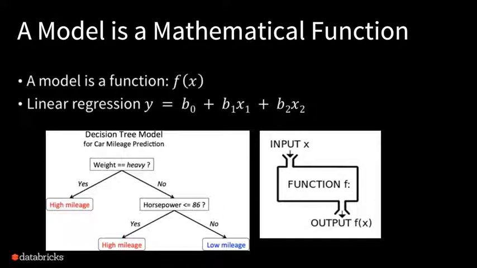If it's not heavy but the horsepower is less than 86, then it probably is high mileage. But if it's not, then it's low mileage. So it's a very simple example of a classifier.